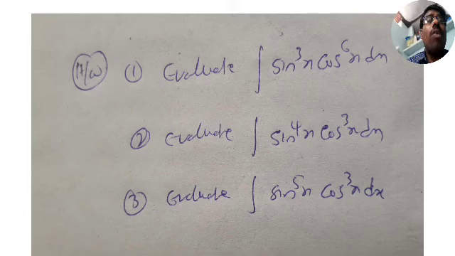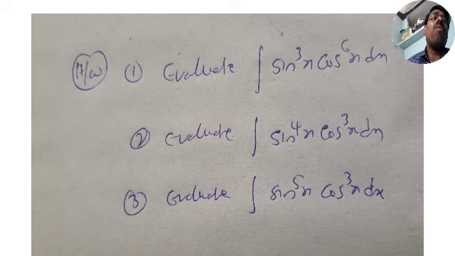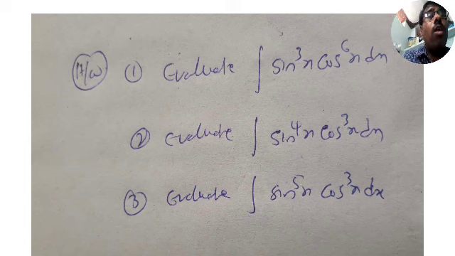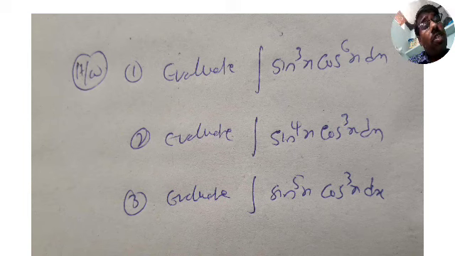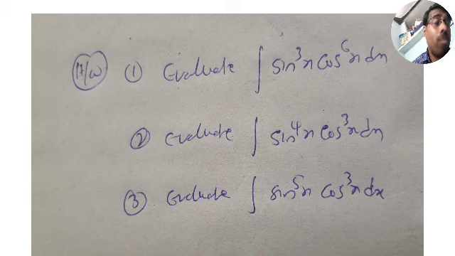So this is a homework. Evaluate integration of sin power of 3x into cos power of 6x dx. Sin power 3 is odd, and cos power 6 is even. So sin power is odd, put t is equal to cos 6x. Second problem, evaluate integration of sin power of 4x into cos power of 3x dx. Sin power 4 is even, and cos power 3 is odd. Therefore, cos power is odd, so put t is equal to sin x.